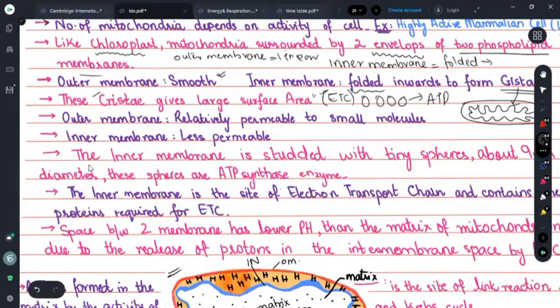And then the permeability of the outer membrane is that it is relatively permeable to small molecules. So the outer membrane is more permeable to small molecules, whereas the inner membrane is less permeable to molecules, whether small or large.